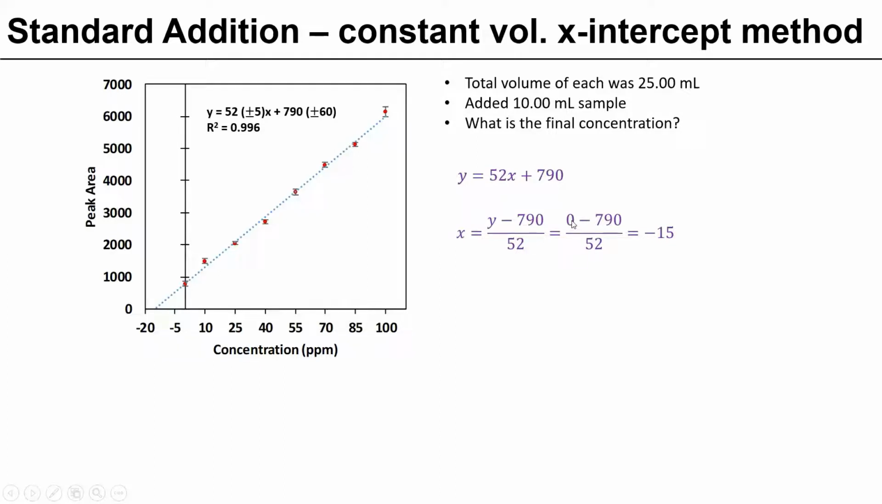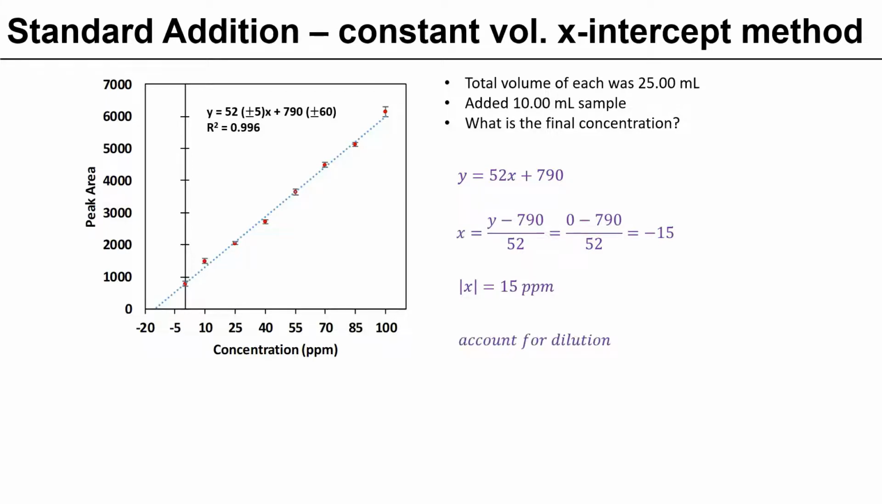And then because we want to figure out where our x-intercept is, we're going to set y equal to 0. And then our equation becomes minus 790 divided by 52, which at 2 sig figs is minus 15. All right, so we're going to take the absolute value of that, and we get 15 parts per million as our concentration in the solutions that have been diluted.